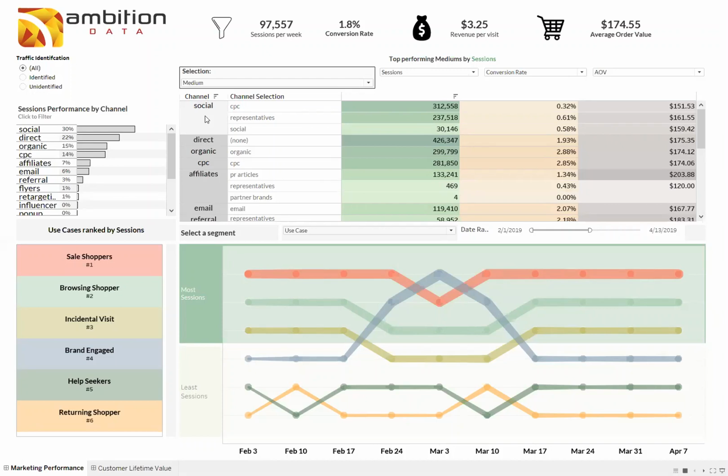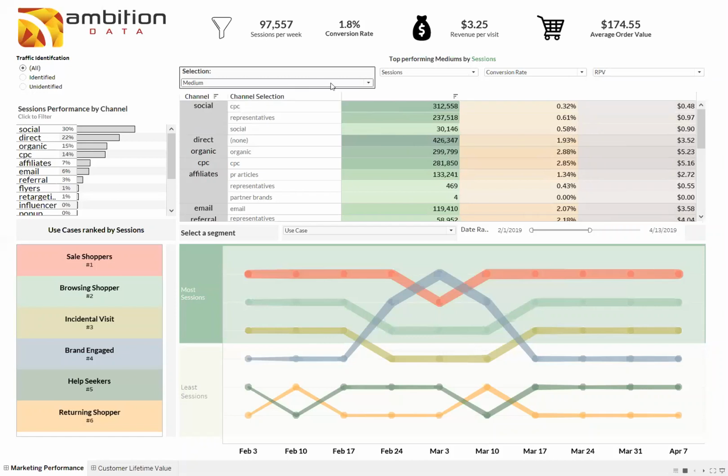And not only can we take overarching medium data, but we can actually dive into individual campaigns as well. So if we look at, say, social versus direct, we can see their corresponding conversion rates, sessions, average order volume, even revenue per visit as well. But we can dive in deeper to understand, okay, so what makes up those numbers?